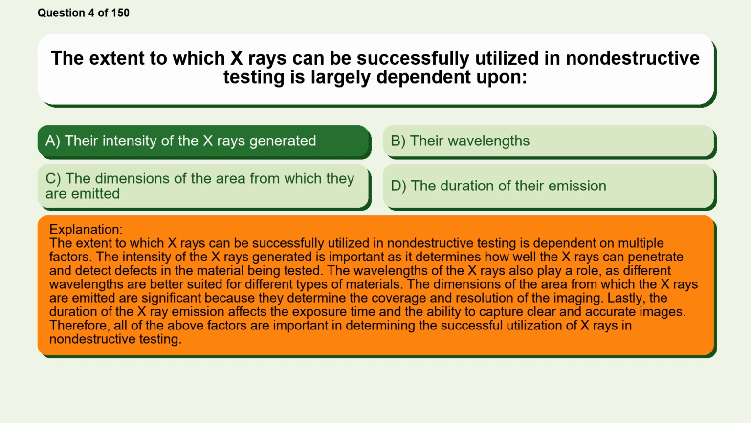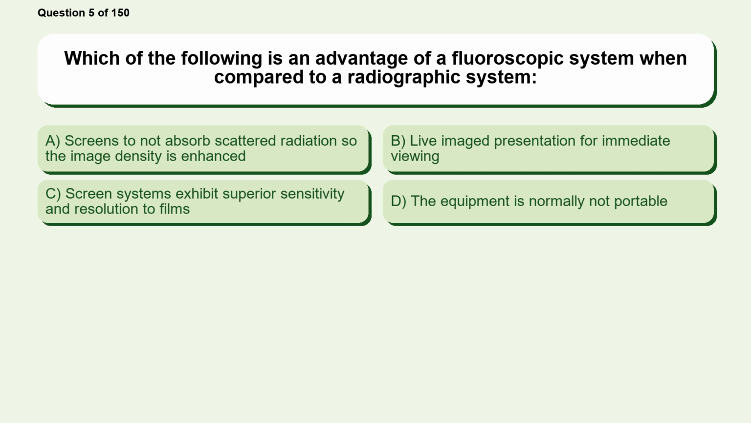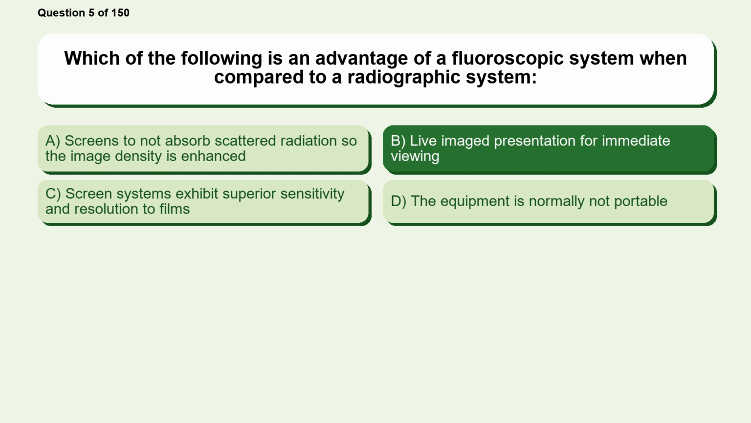Question 5. Which of the following is an advantage of a fluoroscopic system when compared to a radiographic system? Option A. Screens do not absorb scattered radiation so the image density is enhanced. Option B. Live imaged presentation for immediate viewing. Option C. Screen systems exhibit superior sensitivity and resolution to films. Option D. The equipment is normally not portable. The correct answer is Option B.